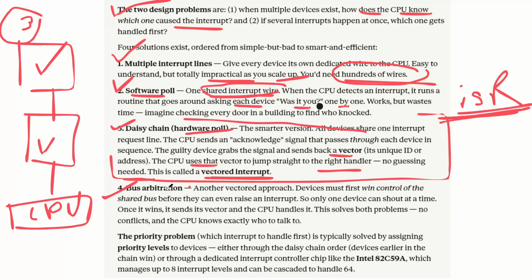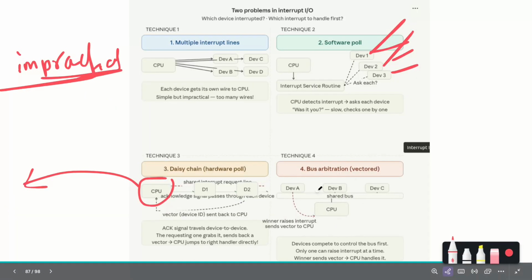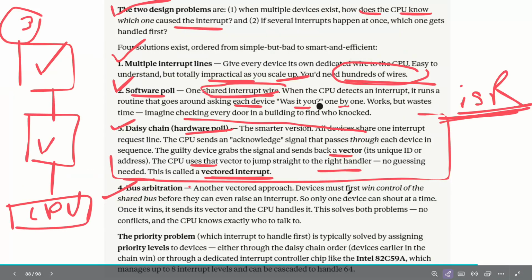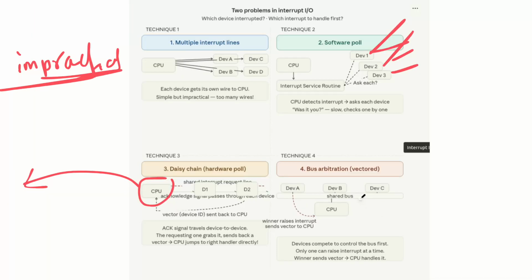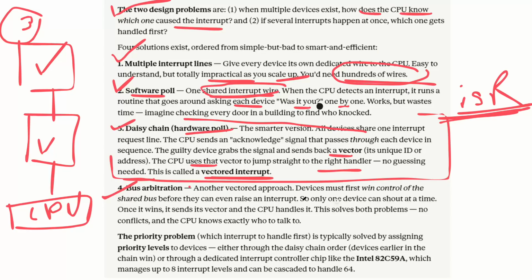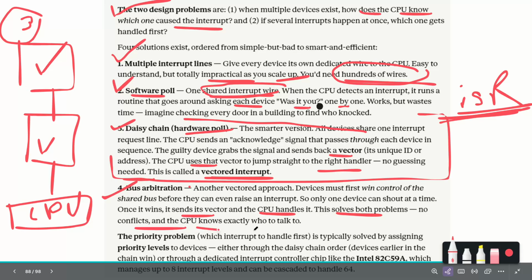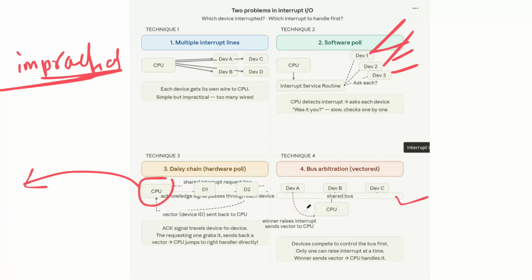Now in bus arbitration, another vector approach, a device must first win control over the shared bus before it can even raise an interrupt. So only one device can shout at a time. Once it wins, it sends its vector and the CPU handles it. This solves both problems: no conflict, and the CPU knows exactly who to talk to.